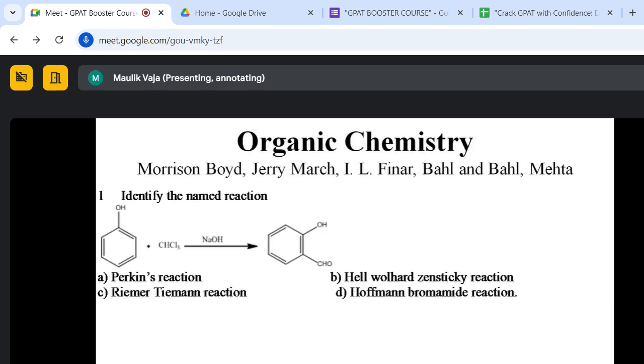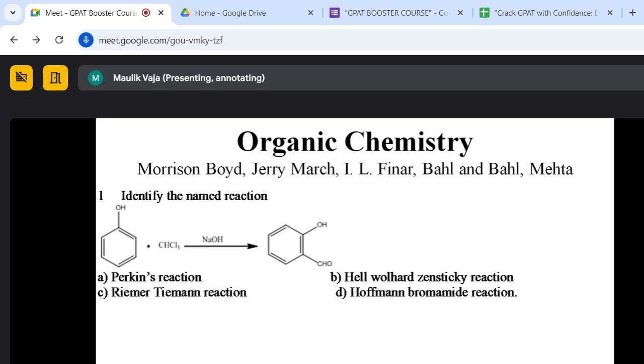Another question, yes. Name reaction. Here, one name reaction is there. Can you identify this reaction? It is a very common reaction, and this question is asked 3 to 4 times in the GPAT exam. So the correct option C is the correct answer.